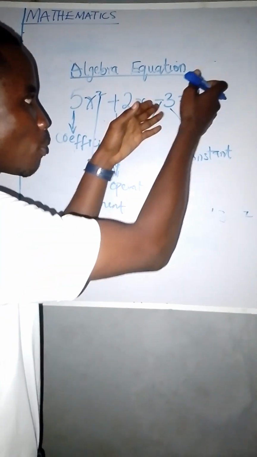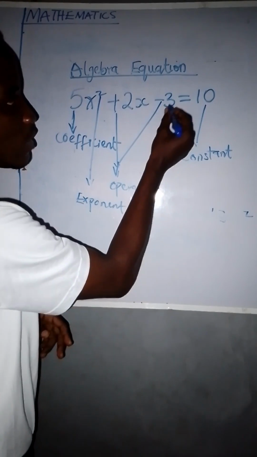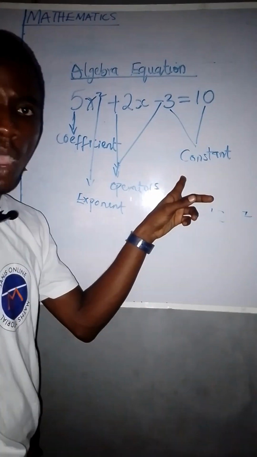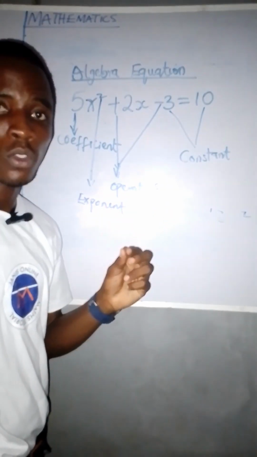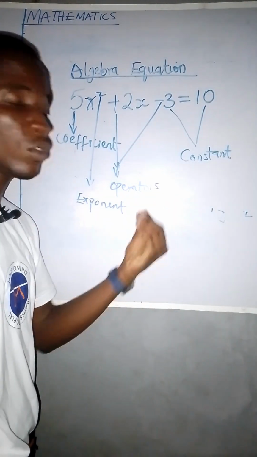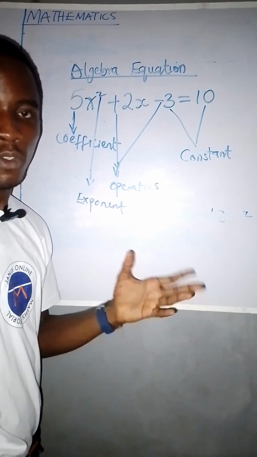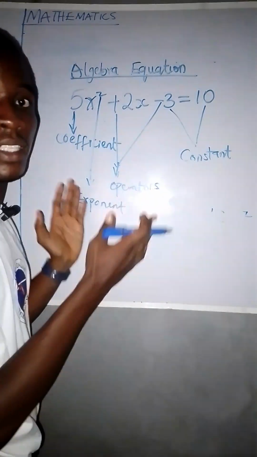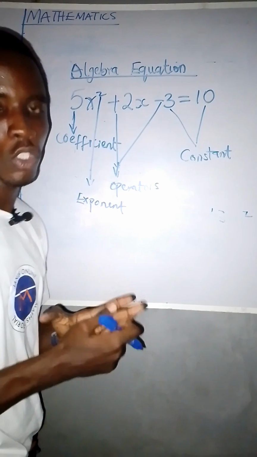So these particular numbers, the 3 and the 10 present here, they are the constants. Why are they constants? They are not attached to any variable. They don't have any letters attached to them. So that's why I call them constants. These are the few basic terms present in an algebraic equation.